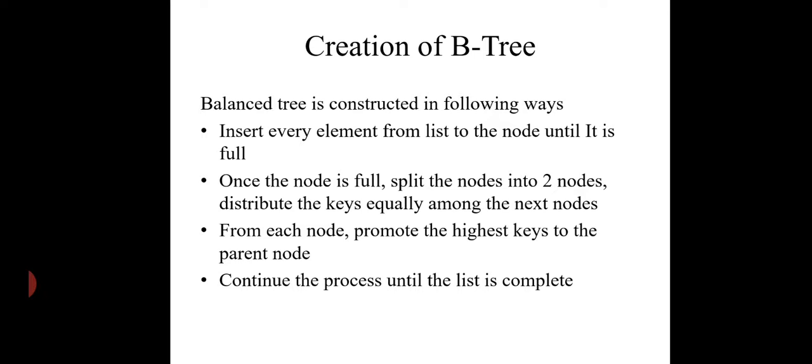Next, how to create a B tree. This is an important one. A balanced tree is constructed in the following ways. These are some of the rules you need to follow. The first point is to insert every element from the list into the node until it is full. That means if the node is not full, you can add elements.